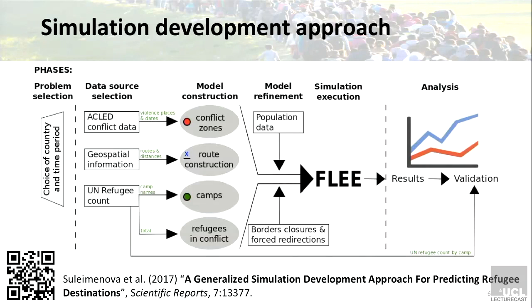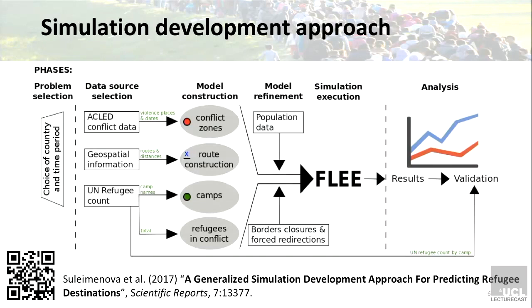Next is how we predict refugee movements. Last year, in collaboration with Derek and my other supervisor, Dr. Derek Bell, we wrote a paper in a journal, and we developed a generalized simulation development approach, which was applied for 3 African countries. And how we did it? We took a country, which was Burundi, Mali, or Central African Republic.